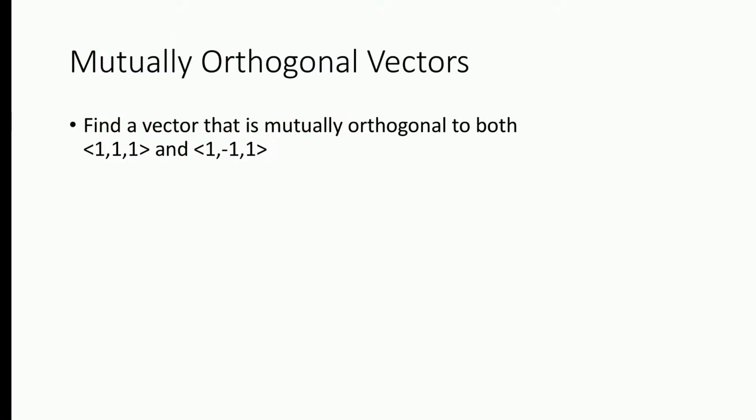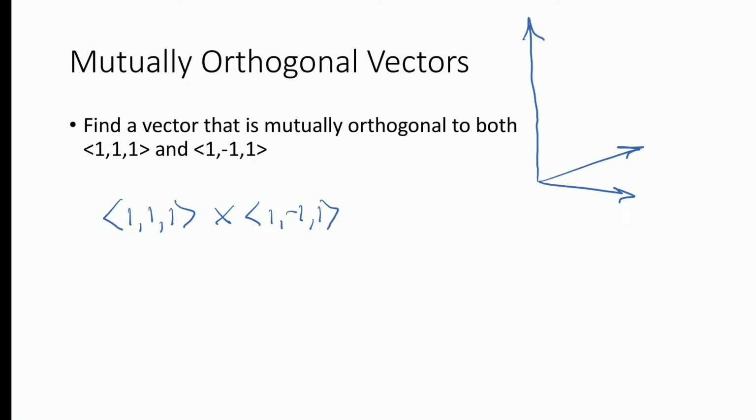Okay, so I want to find a vector that's mutually orthogonal to these. And so what I will do is I will do 1, 1, 1 crossed with 1, negative 1, 1. This will give me, with vector 1 and vector 2, u and v, a resulting vector that will be perpendicular to both of them. So you have to imagine that this is three-dimensional, and these are pointing in some different directions. Okay, so to do this, I do the determinant of this matrix.